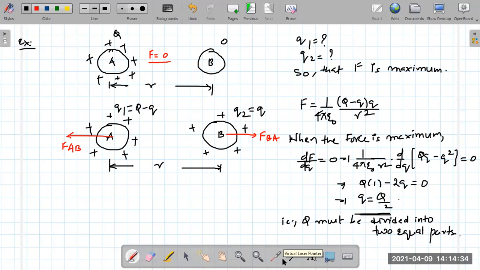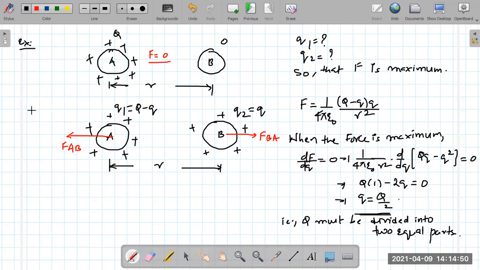Could you explain it again from the part where you wrote when force is maximum, dF by dq equal to 0? Why we took that, I didn't understand.